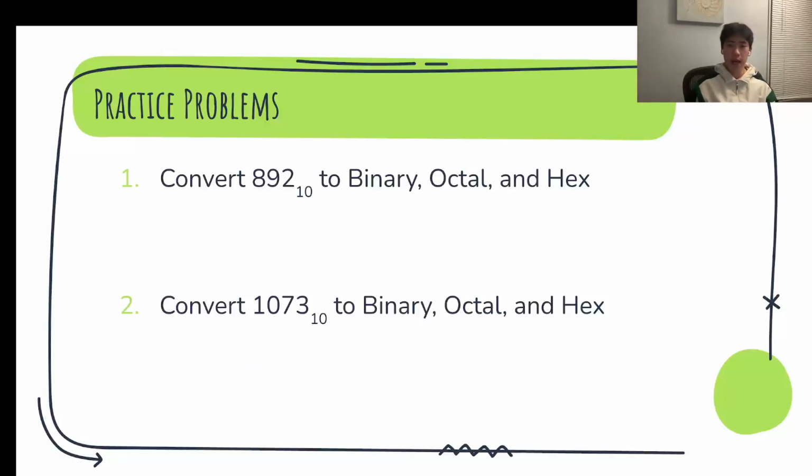Okay, so try out these practice problems. Convert 892 to binary, hex, and octal, and then convert 1073 to binary, octal, and hex as well.